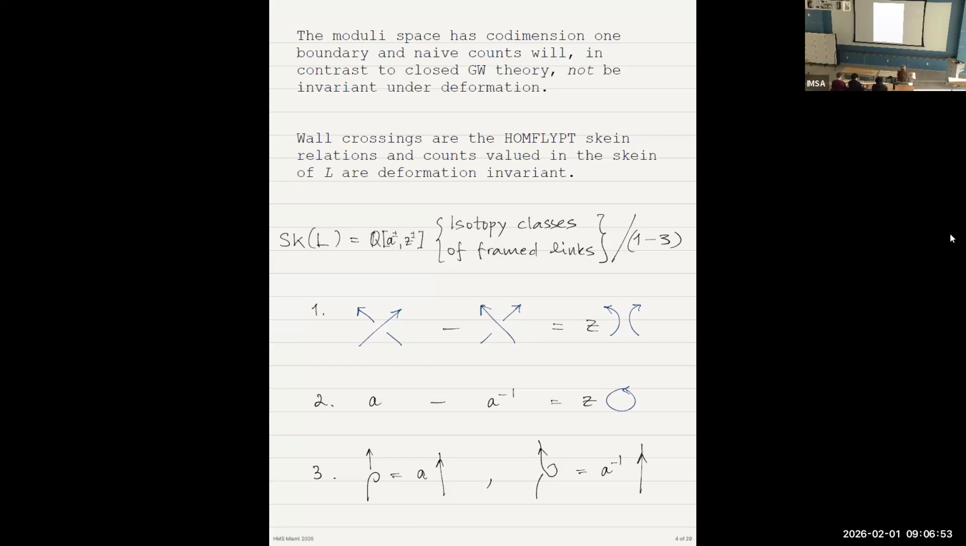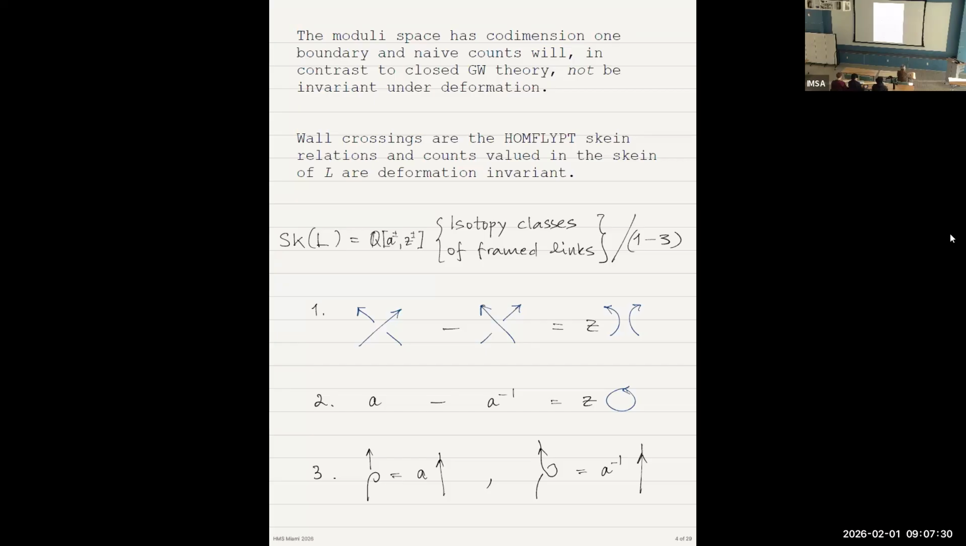So L here is a three-manifold. We take some coefficient ring which has two variables. It's always called A and Z. And then we take a module generated by all isotopy classes of links, actually framed links in this manifold. So you should think of not just a knot, but a knot with some normal vector field, so a thin ribbon. And we take that, but then we quotient out by three relations. And these three relations are drawn here.